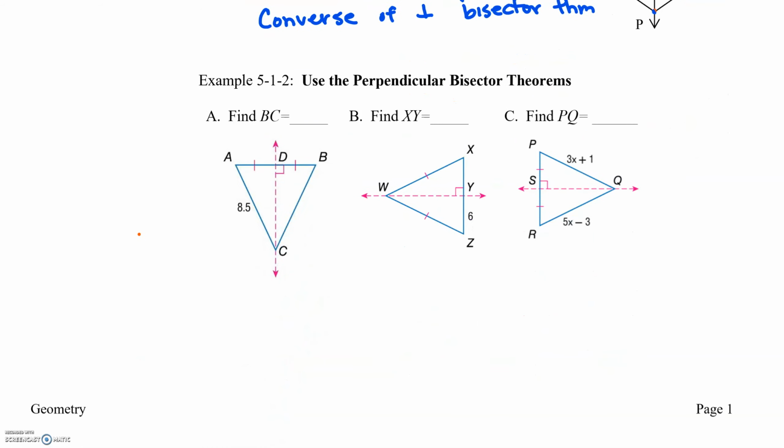All right, so down here a couple of examples. We know that these are congruent and this is perpendicular, so that means that this segment AC is congruent to BC, so that would make it 8.5 by the perpendicular bisector theorem. Over here we know the sides are congruent by those tick marks, and then we know this is perpendicular through W, so what is this distance? Well, if this is 6, then that also has to be 6 by the converse, because we already have those sides.